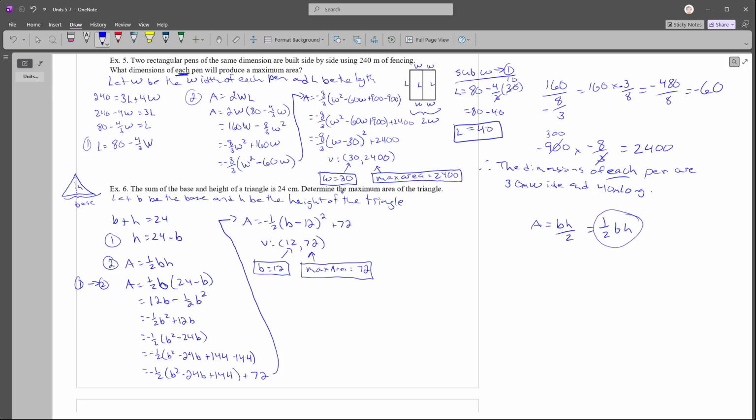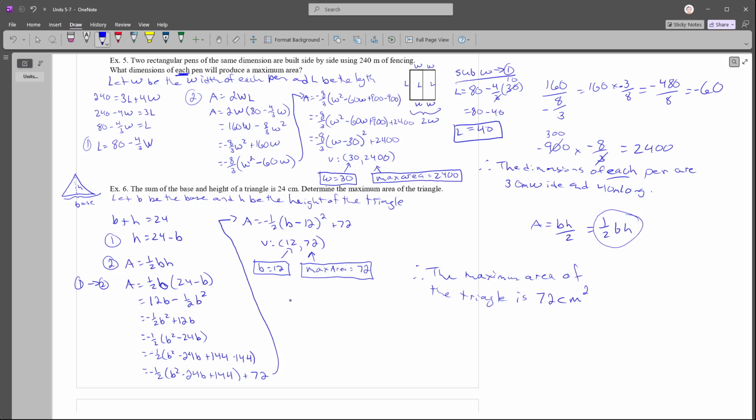Okay. This thing only asked us to find the maximum area of the triangle. It didn't actually ask us to find the height. So we could end the question right here. We could say, therefore, the maximum area of the triangle is 72 centimeters squared. Great.